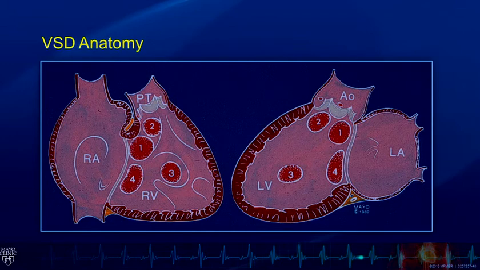To understand where these defects occur, it's helpful to look at this schematic drawing. From the right ventricular side, we see where the number 1 is where the membranous ventricular septal defects will be. Number 2 is outlet muscular. Number 3, true trabecular muscular. And number 4 are inlet muscular defects. These same defects are represented with the same numbers from the left ventricular aspect.